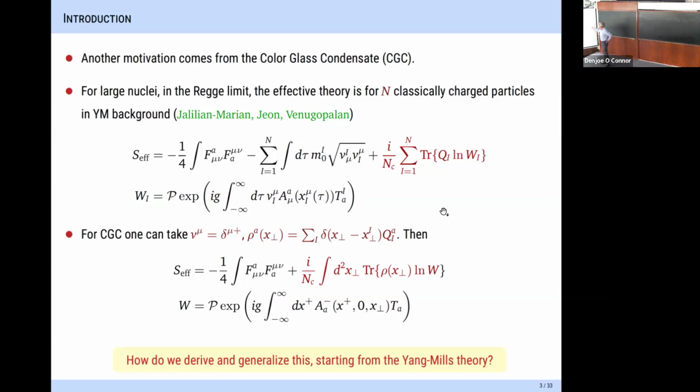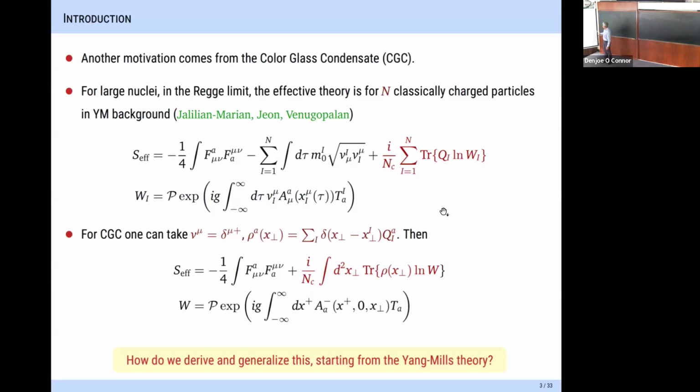And in the description of the color glass condensate, we know that for large nuclei, in the so-called large-nucleus limit of scattering, the effective theory which has been proposed to describe it would involve classically charged particles, say n of them, and they obey some sort of equation like this, where we have the velocity squared of the particles here. This is still a particle description, not quite a fluid yet. And then this log W comes from some sort of Wilson line.